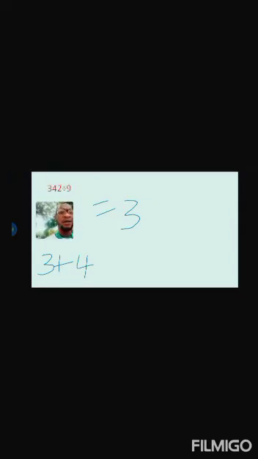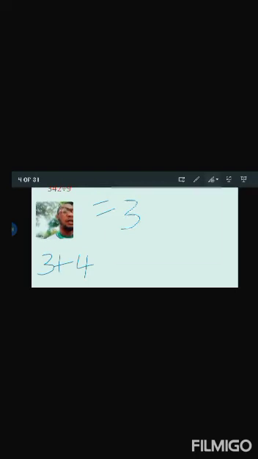What is the first digit we have? The first digit we have is 3. So put down your 3. The next digit is going to be 3 plus the next number, which is 4. So 3 plus 4 is 7. So 7 is not up to 9. So the last number here is 2.